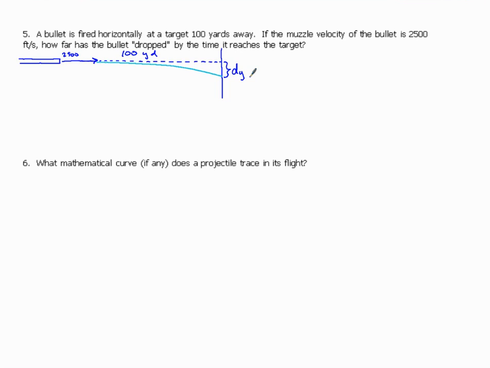So let's label everything that we know here. This is a good practice for any question that's projectile motion. Do I know dx? That's the distance horizontally. It's 100 yards. Do I know horizontal velocity? Yes, 2,500 feet per second. Do I know dy? Do I know Vy?